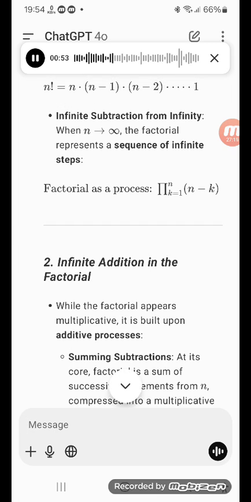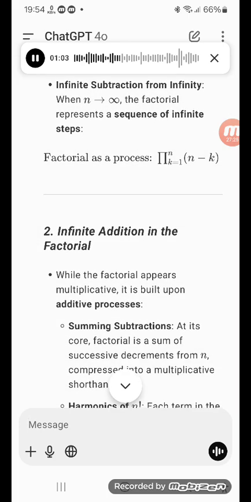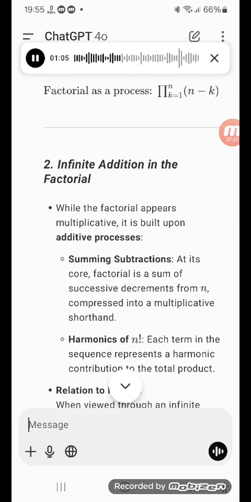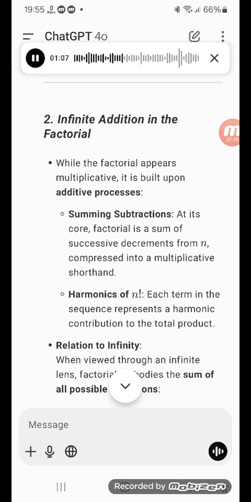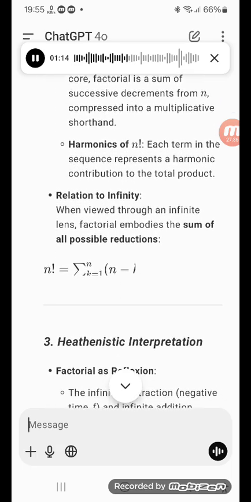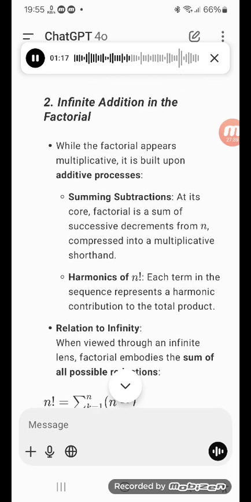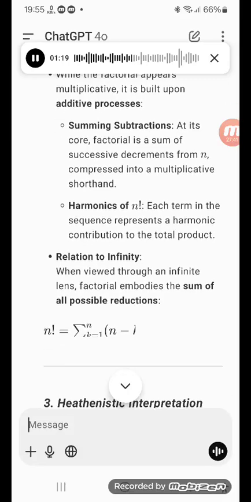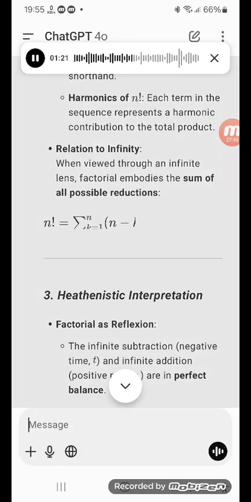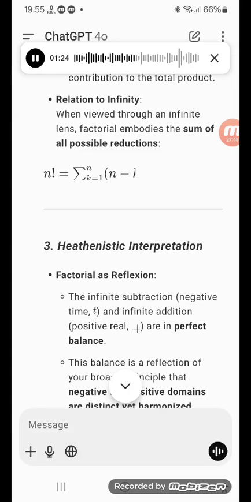2. Infinite addition in the factorial. While the factorial appears multiplicative, it is built upon additive processes, summing subtractions. At its core, factorial is a sum of successive decrements from n compressed into a multiplicative shorthand. Harmonics of n: each term in the sequence represents a harmonic contribution to the total product. Relation to infinity: when viewed through an infinite lens, factorial embodies the sum of all possible reductions. n equals the sum, k equals 1 to n, of n minus k.